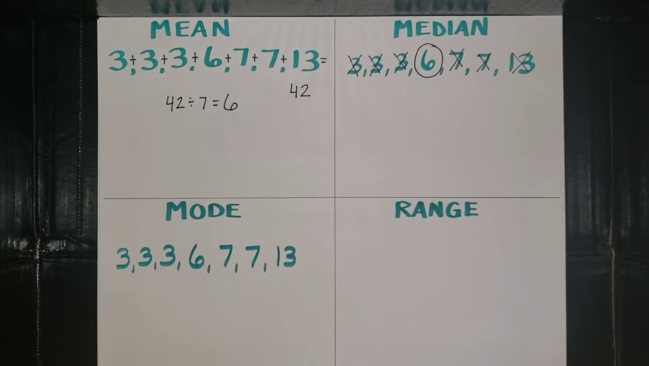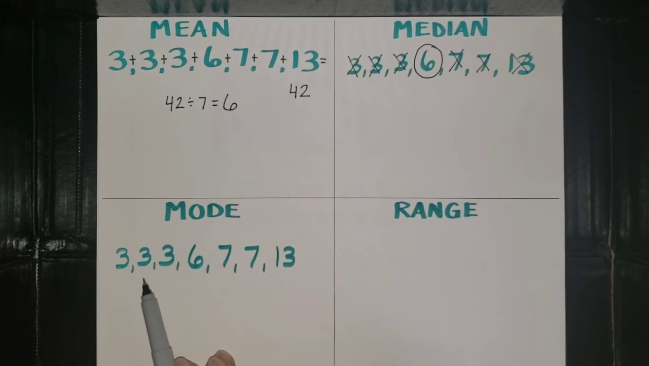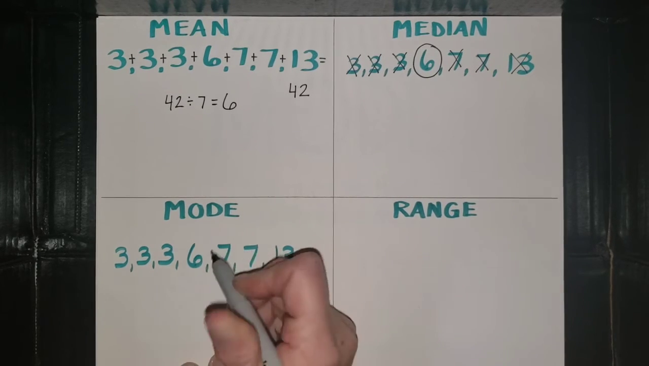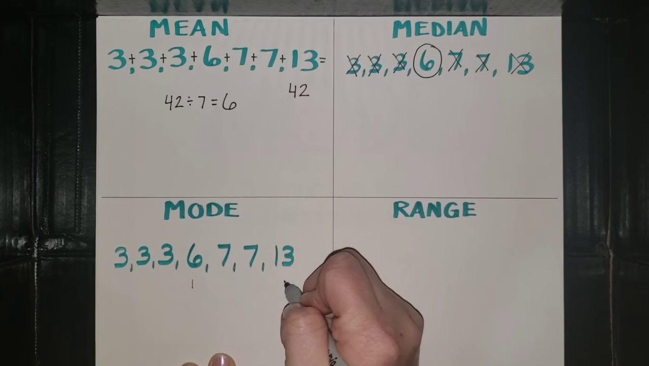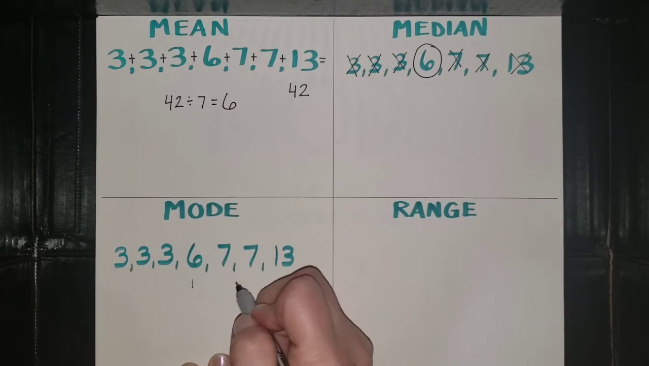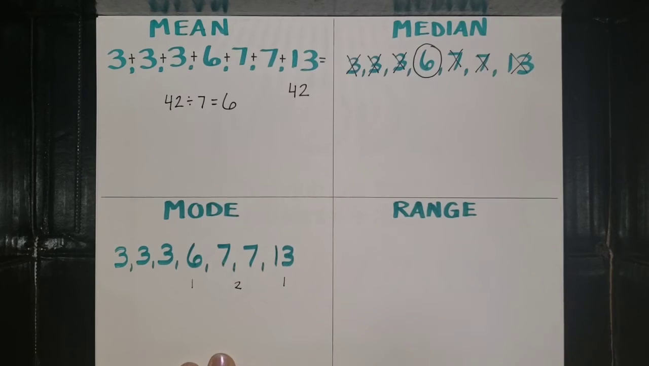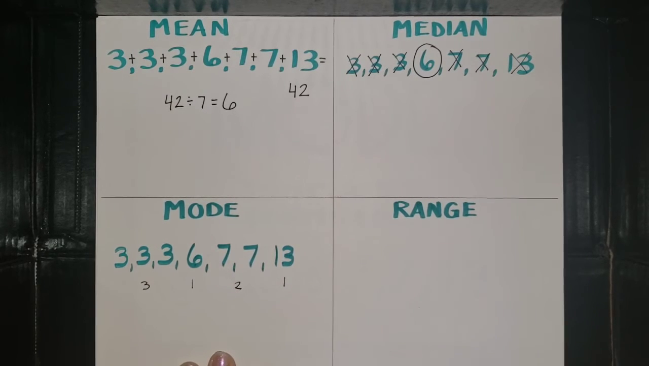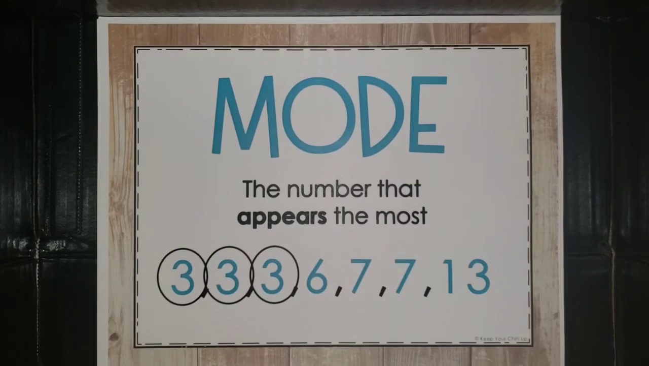Let's look at the numbers in our data set. We have 3, 3, 3, 6, 7, 7, 13. I see that 6 is written once, 13 once, 7 two times, and 3 was written 3 times. Because 3 is the number in the data set that appears the most, 3 is the mode for that data set.